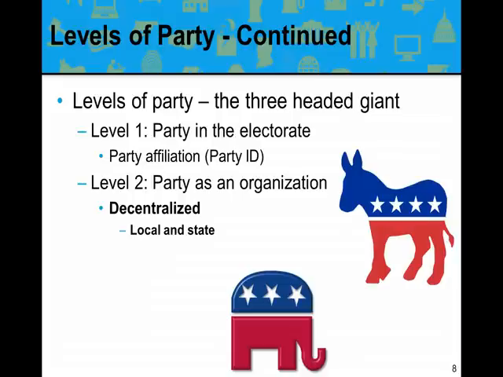So we have weak and decentralized parties. In the American federalist system, we have city government, county, state, national. So the power is decentralized. That means it's spread over these different levels of government. So there's substantial political power at each of these levels.